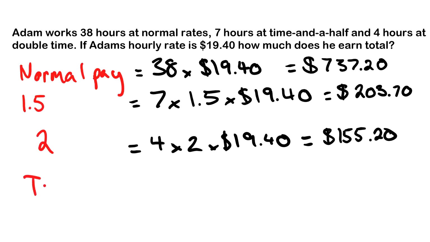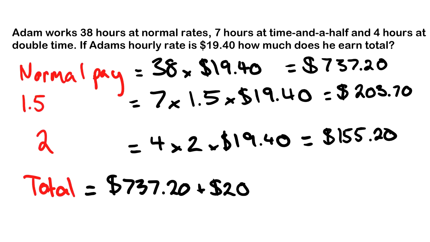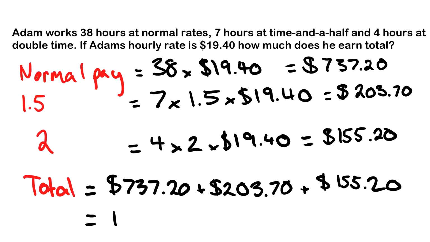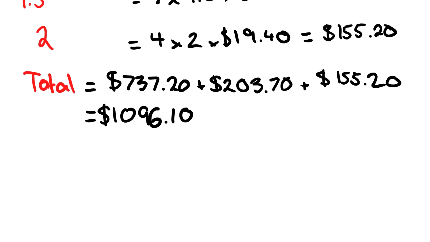So his total pay will be each of those added together. So he's 737.20 plus 203.70 plus 155.20. And that comes out at $1,096.10. So break it up into its parts, do your normal pay, do your time and a half, do your double, and then add all of them together at the end.